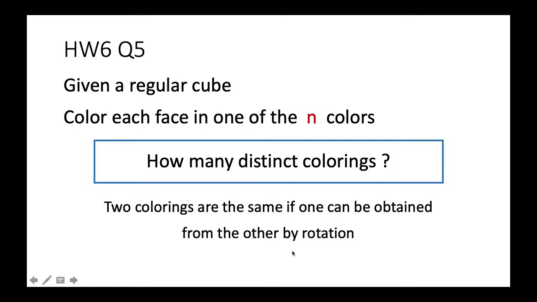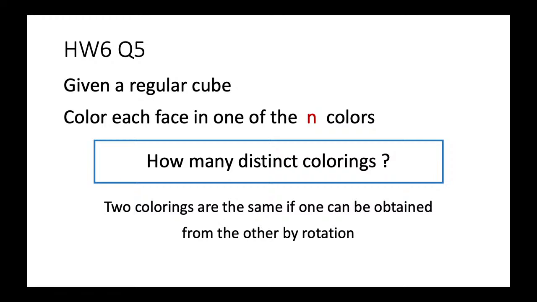Okay, so here in this question, we are given a regular cube, and we want to color each face of the cube in one of the n colors. So each face, there are n choices. And then we want to find out how many distinct colorings there are. Now this time we have a cube. We consider that 2 colorings are the same if one can be obtained from the other by rotating the cube. So it will be a 3D rotation now. So how many distinct colorings are there?